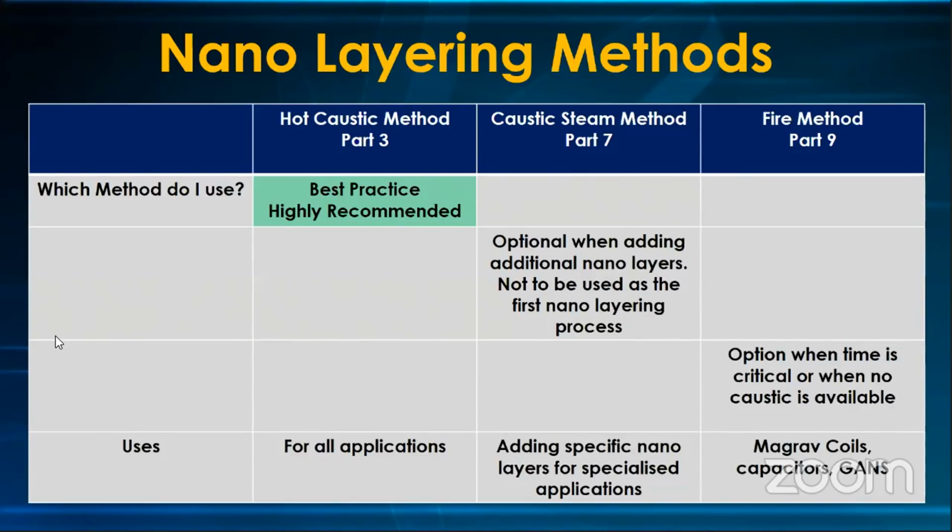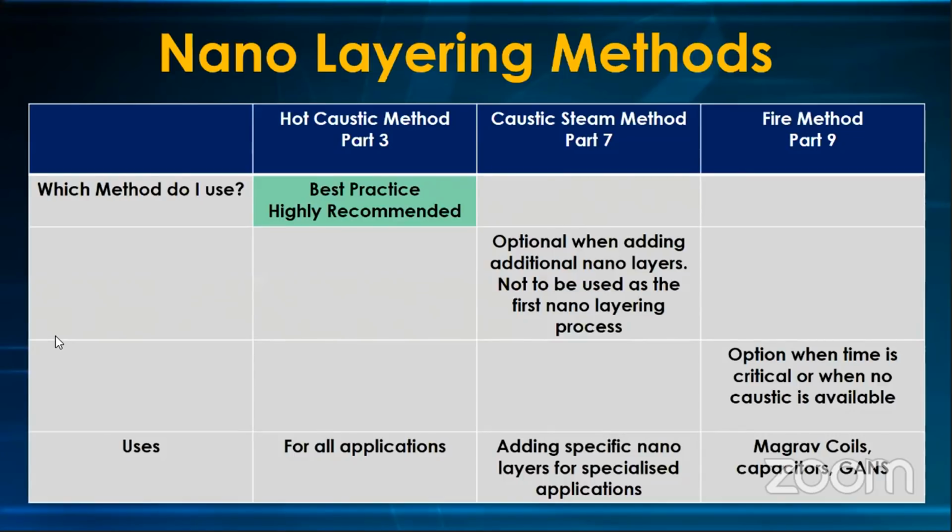The steam method is an optional method for when you want to add additional nano layers. When you begin to understand how we can add specific layers with different fields, then that's the method. It's not to be used as your very first nano layering process.